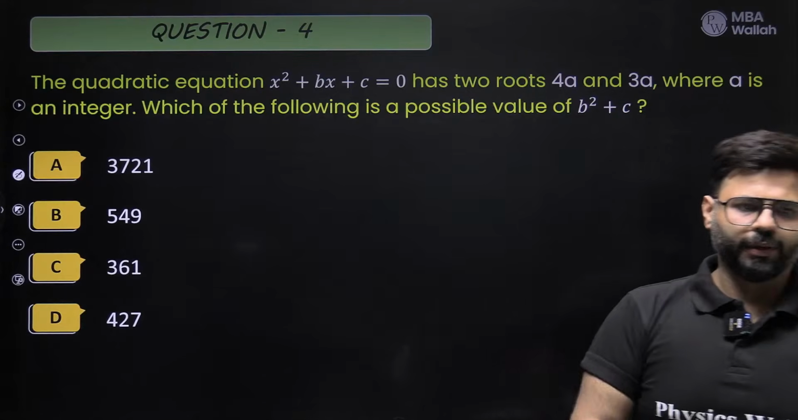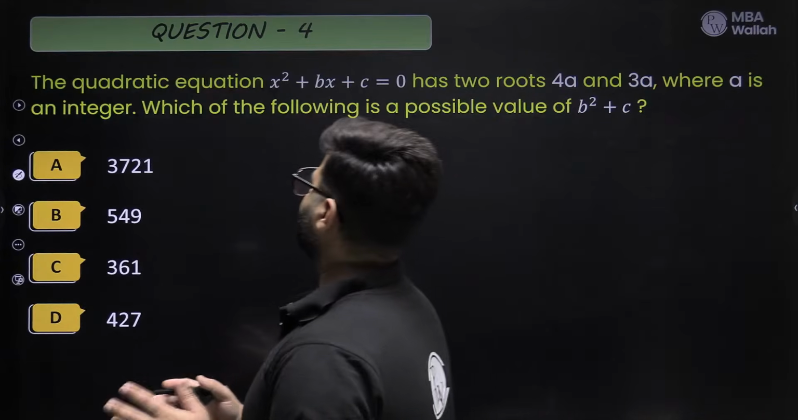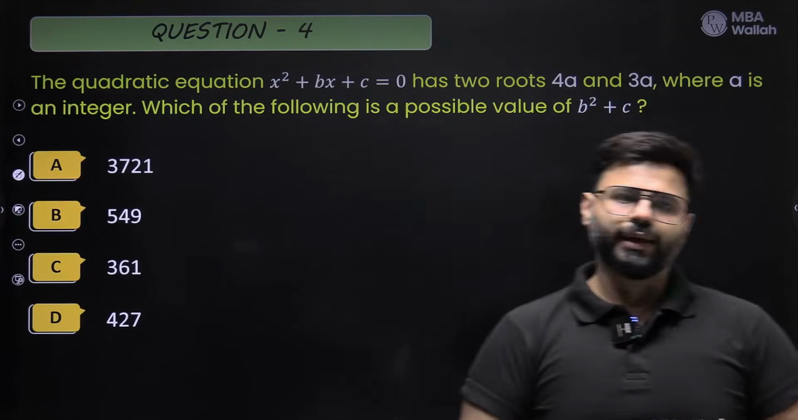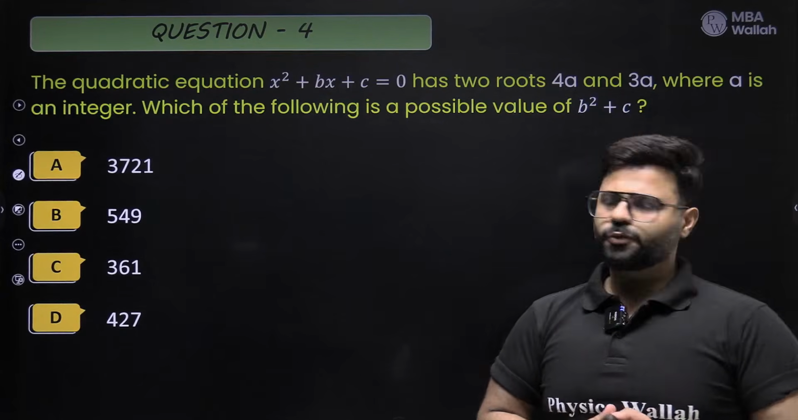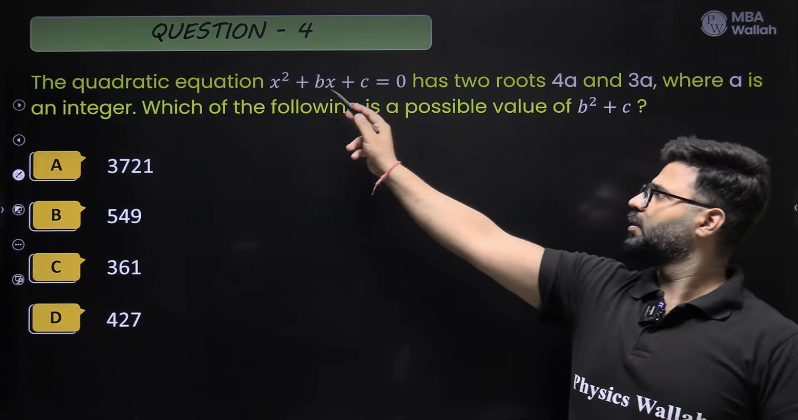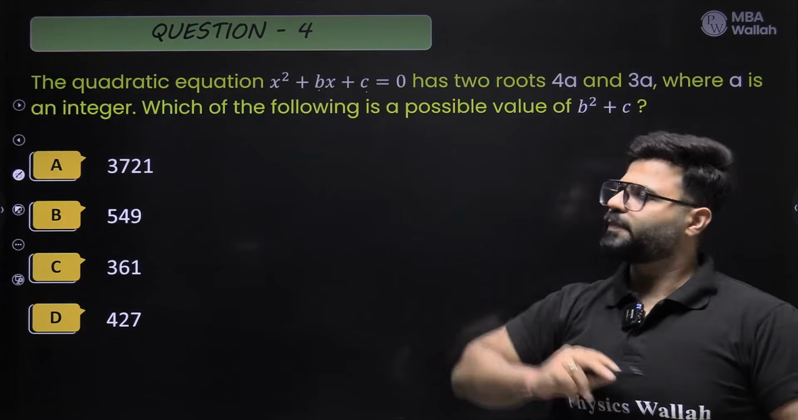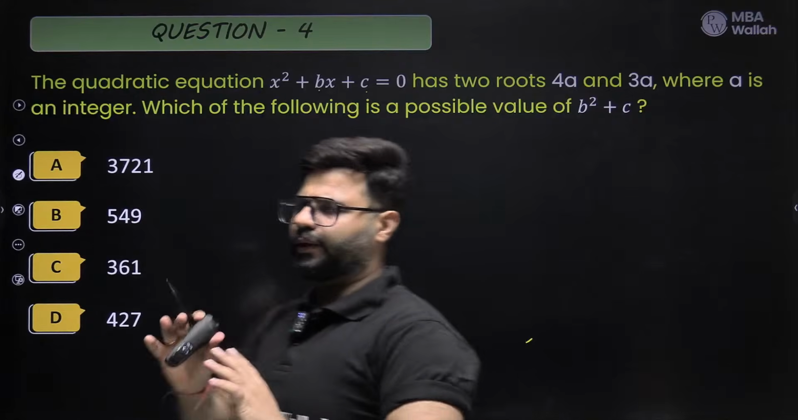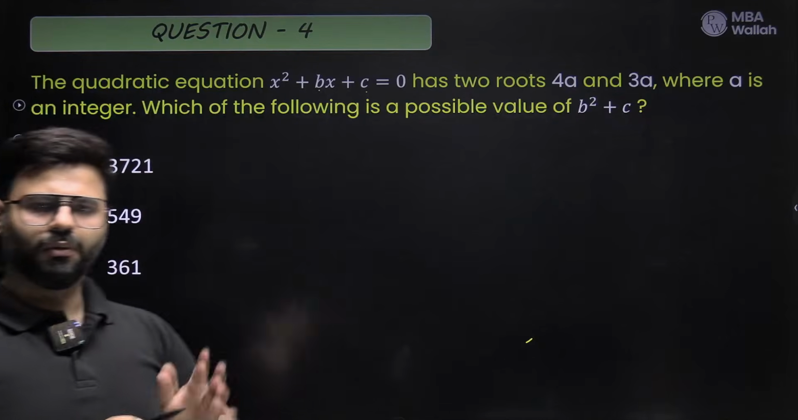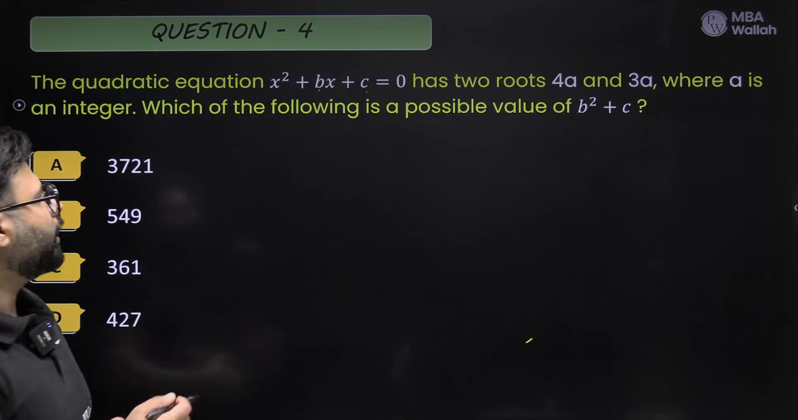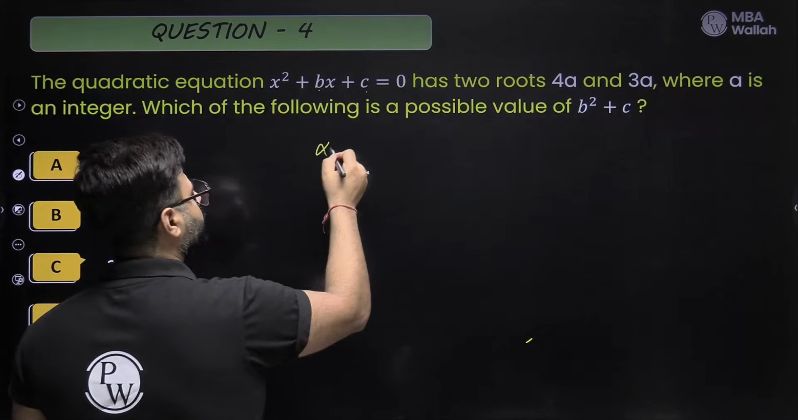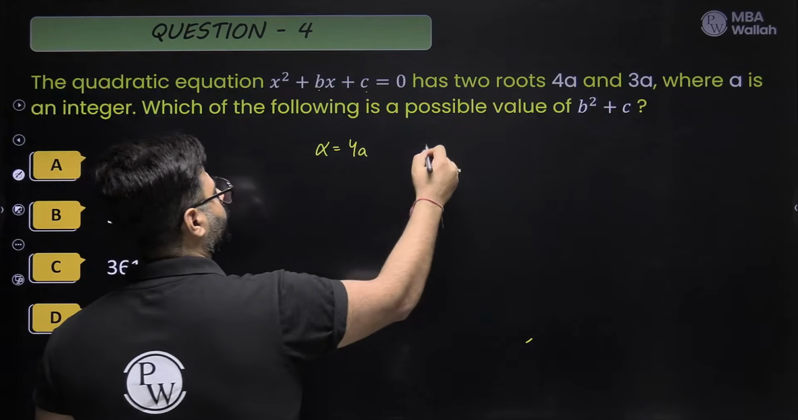Okay, try from the beginning. We need to find out B square plus C. So I need to know B. I need to know C, right? And of course, B and C depend upon alpha plus beta and alpha beta. So of course, my mind started thinking in that particular direction that okay, I need to go ahead and calculate alpha plus beta. So two roots are 4a and 3a. So let us say alpha is 4a and beta is 3a.